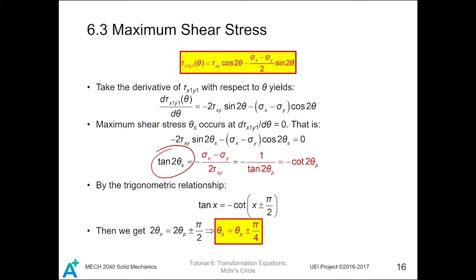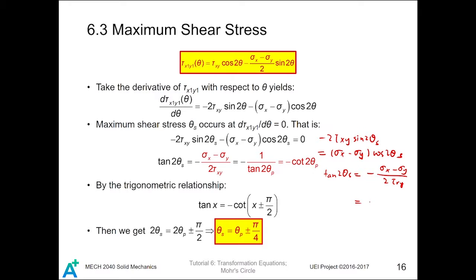What does that mean? After solving the system, you will have minus 2 tau xy sine 2 theta equals (sigma x minus sigma y) cosine 2 theta s. Okay, s. So theta s is representing the maximum shear stress. Then by rearranging the terms, you can have tangent 2 theta s equals minus (sigma x minus sigma y) divided by 2 tau xy. It just equals minus ((sigma x minus sigma y) / 2) over tau xy.